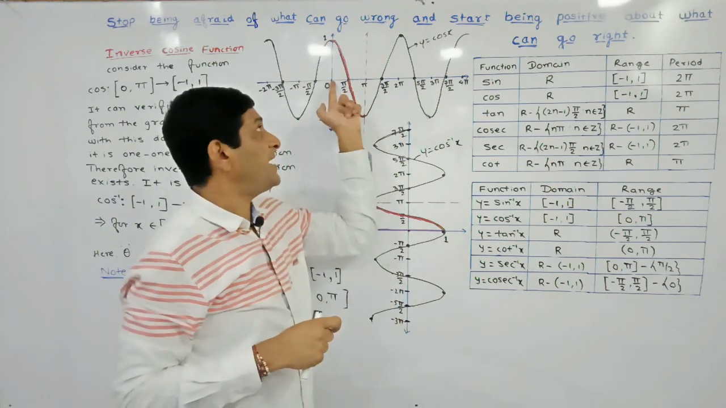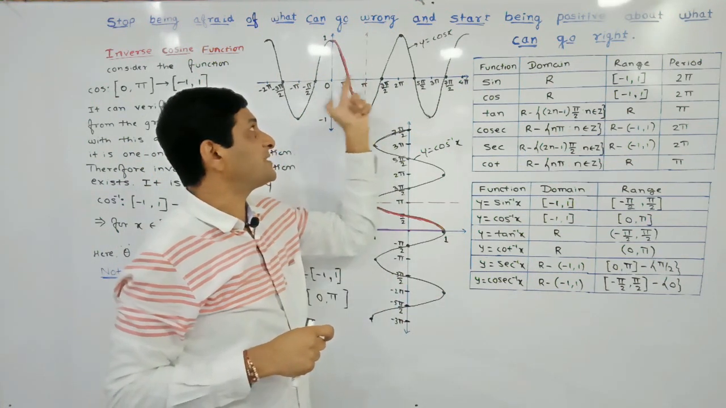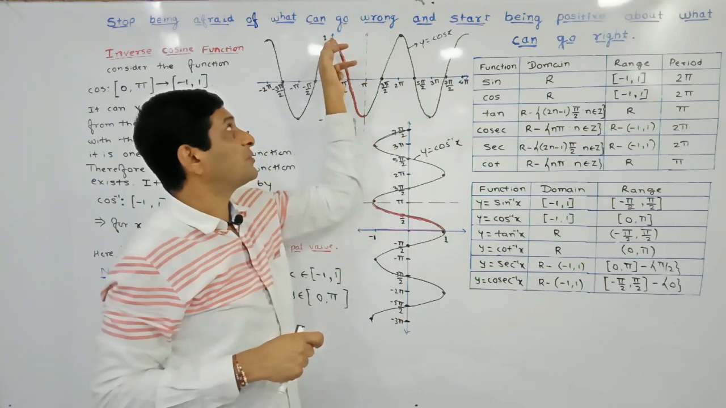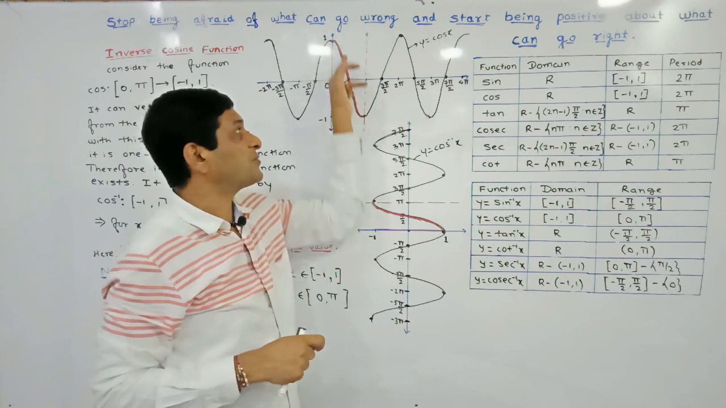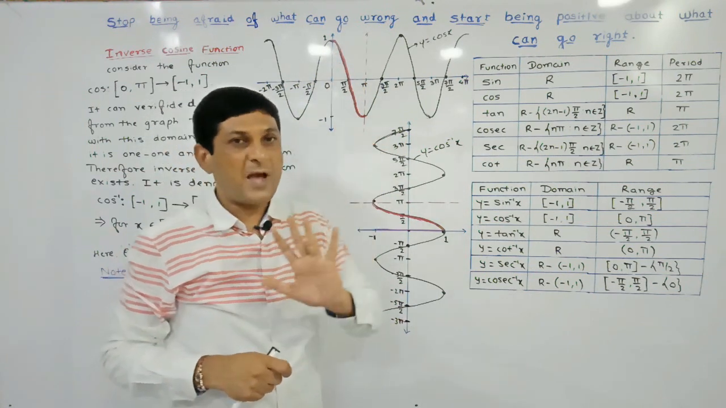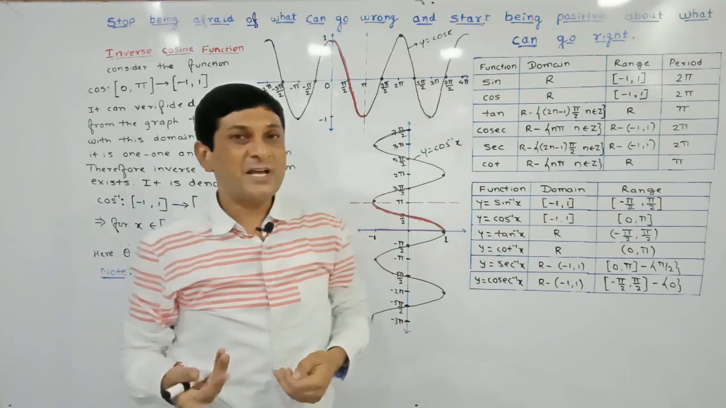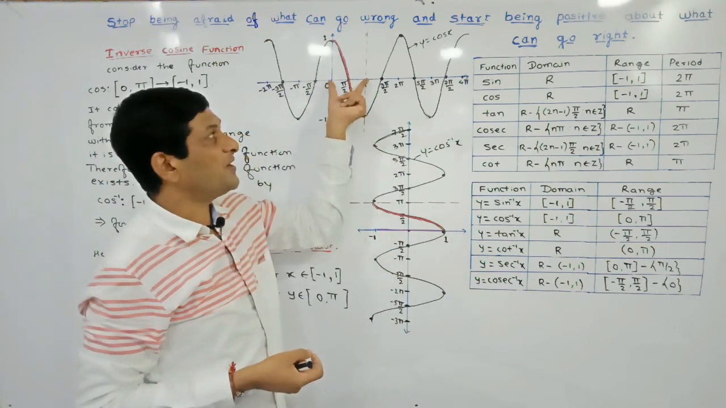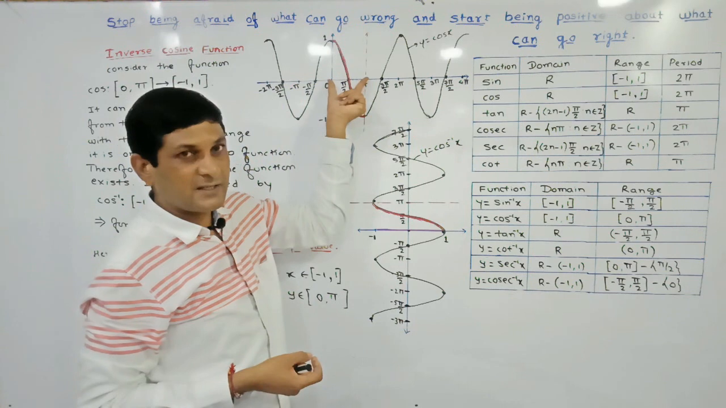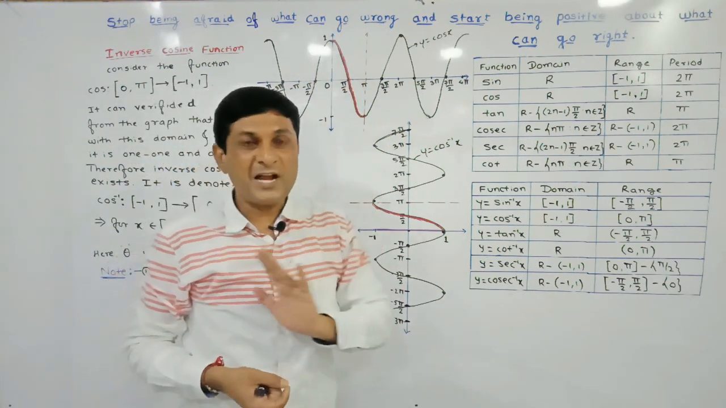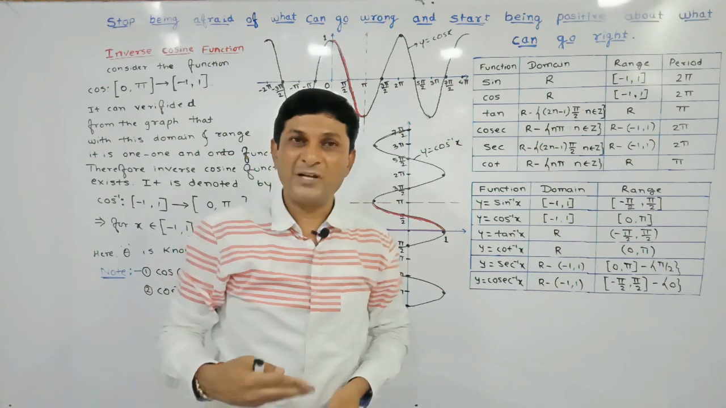For every value of x on this x-axis between 0 and pi, the values are moving from plus 1 to minus 1. Values are not repeating, so the function becomes one-one. And why are we saying onto? Because for every value on this y-axis we are getting values, isn't it? So that's why we can say that the function becomes one-one and onto.